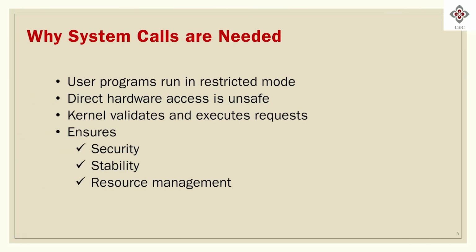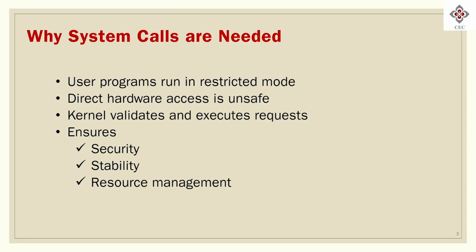Why are these calls needed? The user programs run in restricted mode, so direct access to hardware is not safe. We have to give the application program only a lesser privilege level when compared to the kernel level. The kernel validates and executes requests, so it ensures security, stability and resource management. We have to give the kernel provision to have all these features, even though the system call is initiated by the user application.